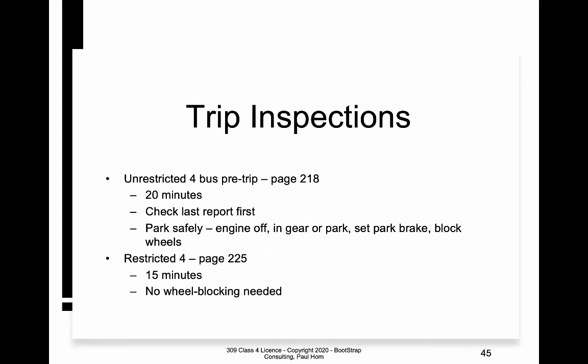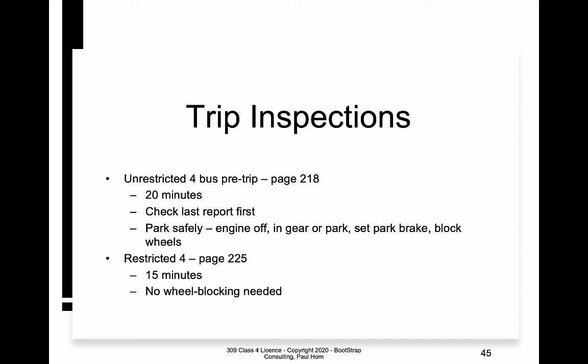So you'll find unrestricted class 4 of the bus pre-trip inspection on page 218. It takes 20 minutes, and you are expected to look at the person who wrote before you and see whether or not there were any defects reported there. You must make sure that you park the vehicle safely, and most motor vehicle branches are on level ground, so it's fairly easy. You have to park it in a place where you'll have the ability to walk around the vehicle, and you'll notice when you read the chapter that they even give you a recommended direction so that when you come around the vehicle, you are facing any oncoming traffic.